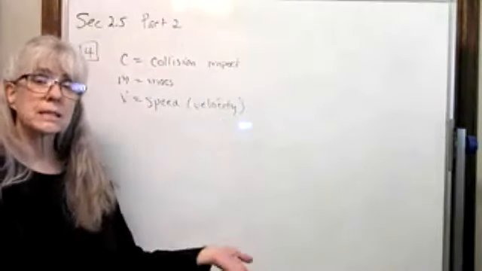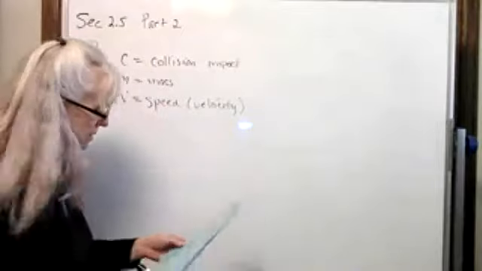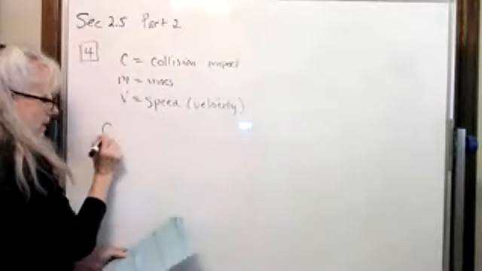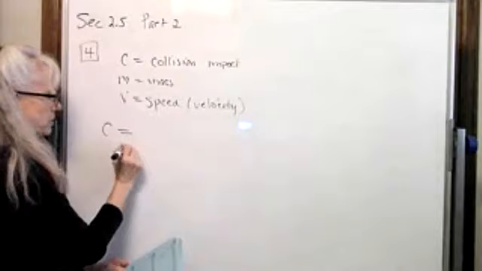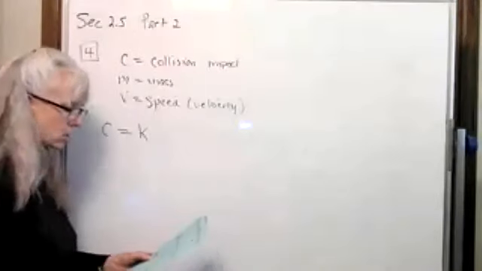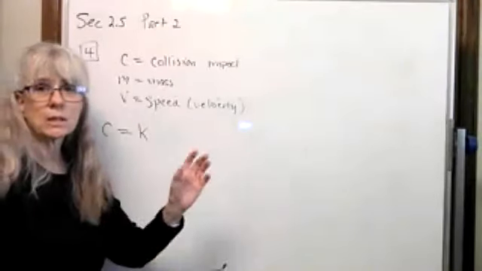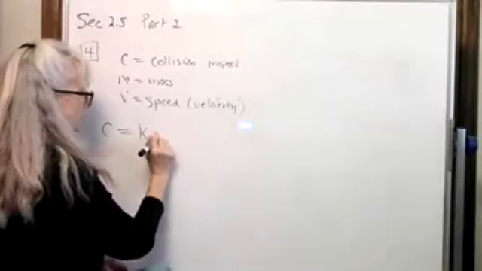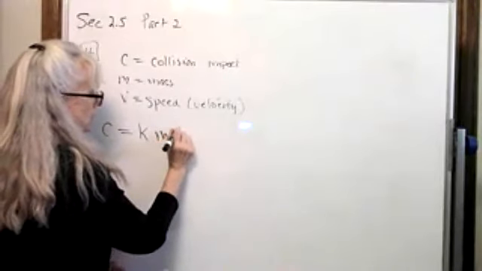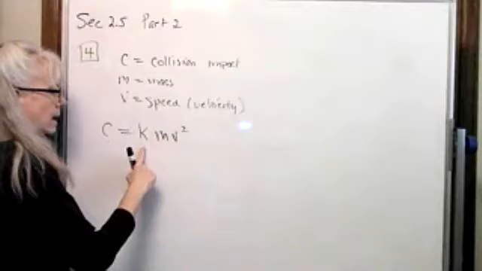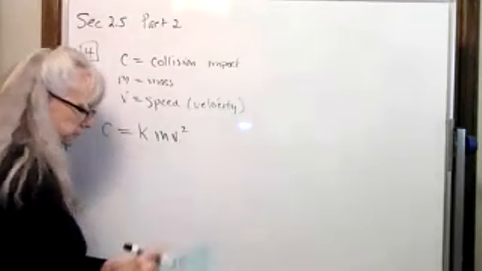So we're going to use the first sentence and write it as we read it. So the collision impact, that's C. Varies is our verb, so there's the equal sign, and immediately put in your K. Jointly, which means whatever follows it needs to be multiplied together. The mass and the square of the speed. So we have C is equal to K times M times V squared.